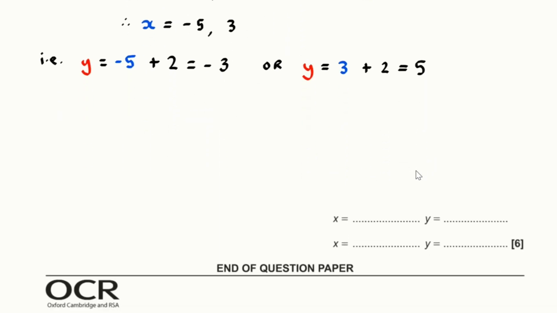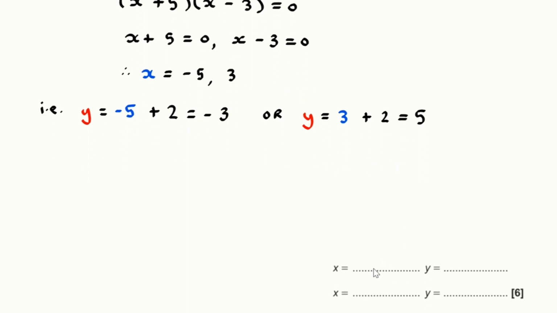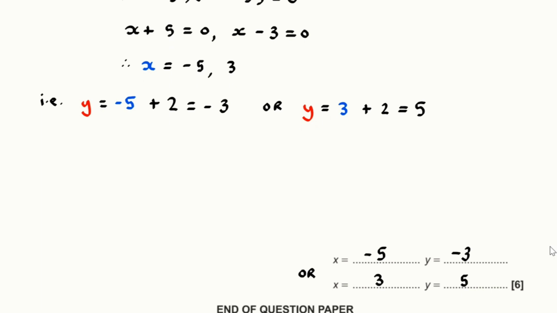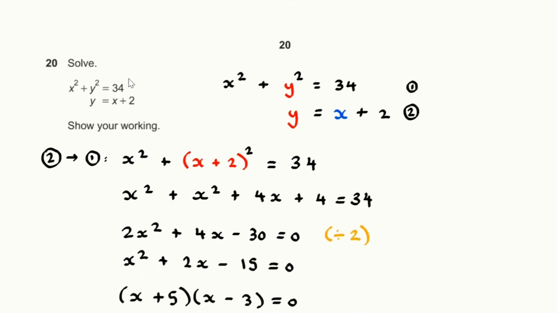So I've got solutions. x equals minus 5, and the corresponding y value is minus 3, or I've got x equals 3, y equals 5. So here are my solutions to the system of equations shown here.